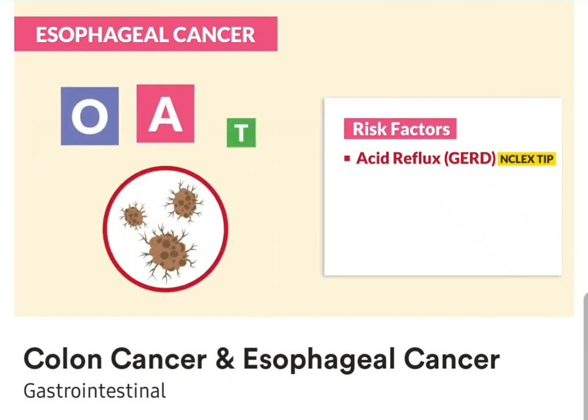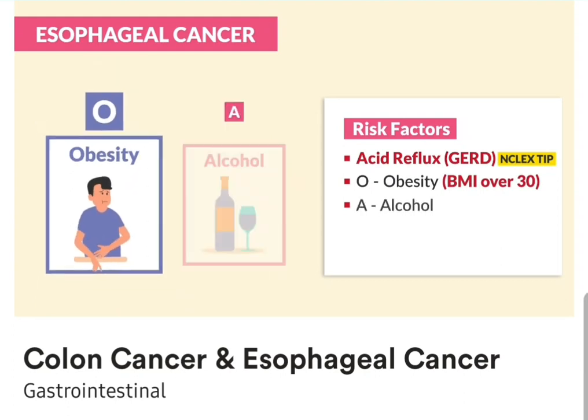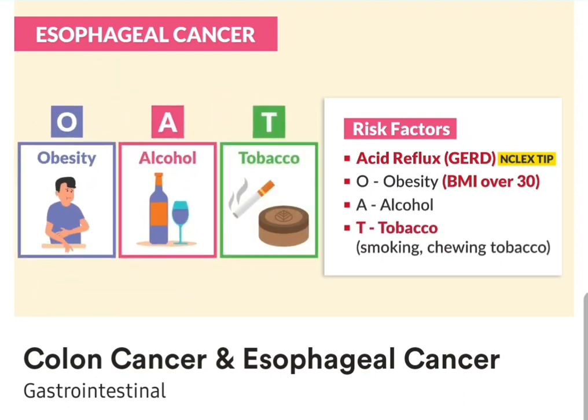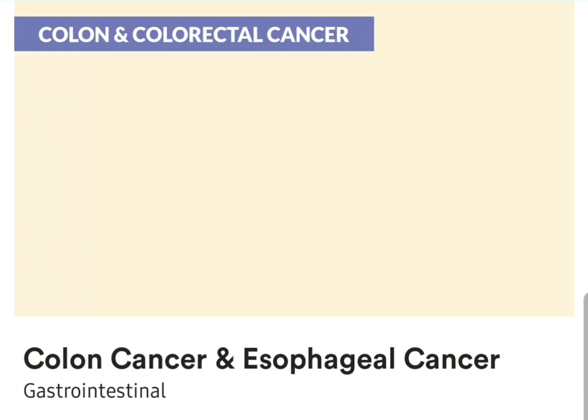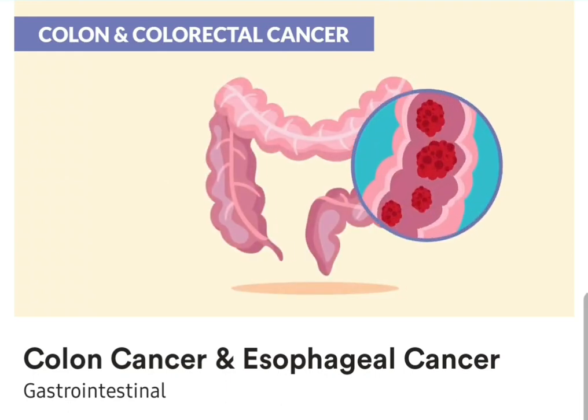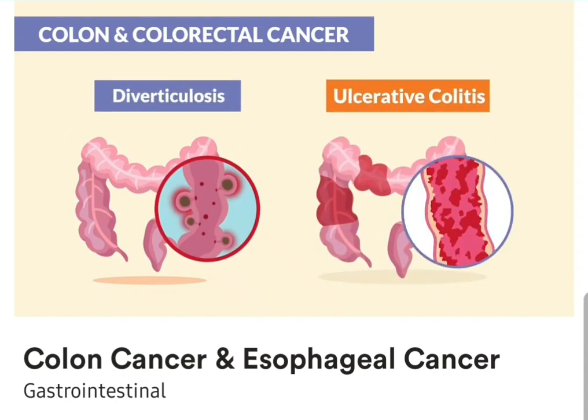And for the other common risk factors, just think OAT here. O for obesity, or a BMI over 30, A for alcohol, as well as T for tobacco, including smoking and chewing tobacco. Now switching gears to colon and colorectal cancer, or cancer of the colon. This includes the large intestine and the rectum, that exit door of the GI tract. So the main risk factors include diverticulosis and ulcerative colitis that is long-term.